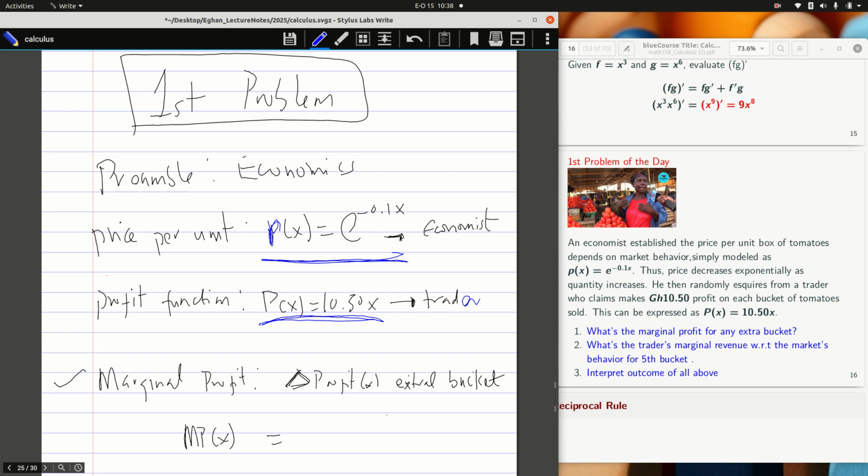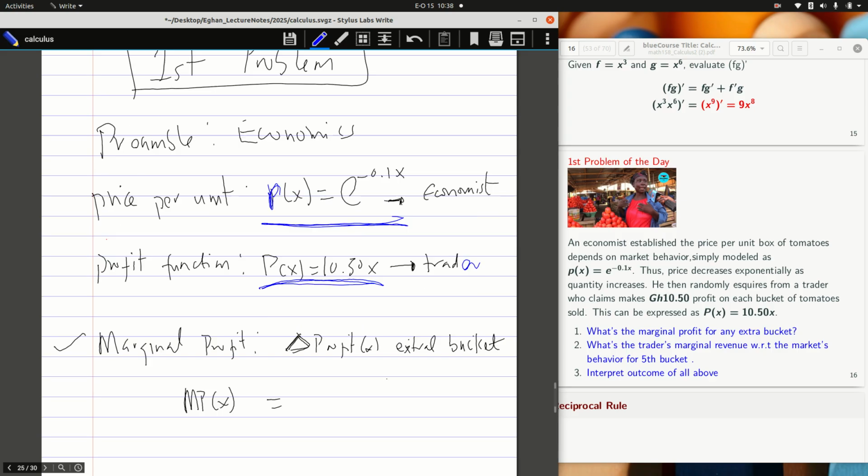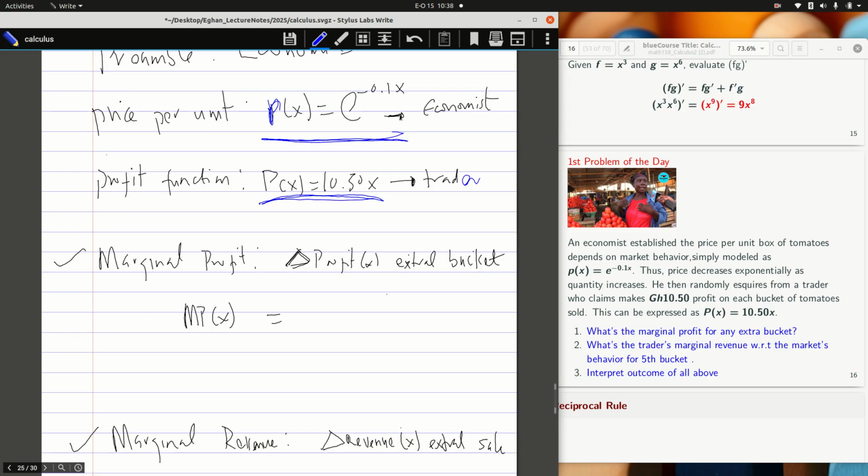But the question says, what is the marginal profit? What is the marginal revenue of the bucket sold? And then interpret your outcome. Marginal has to do with the gains for an extra production or extra sales, like extra of doing something. So if I want to find a marginal profit, I want to find a small change in profit. The small change in profit on each extra bucket sold by the woman.